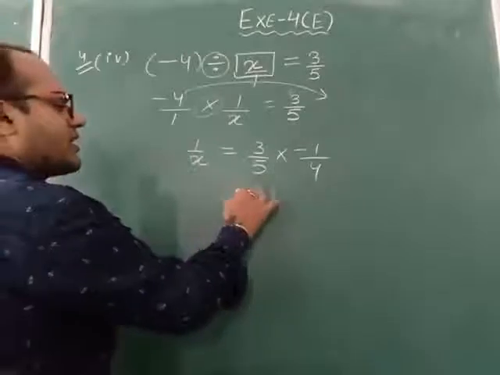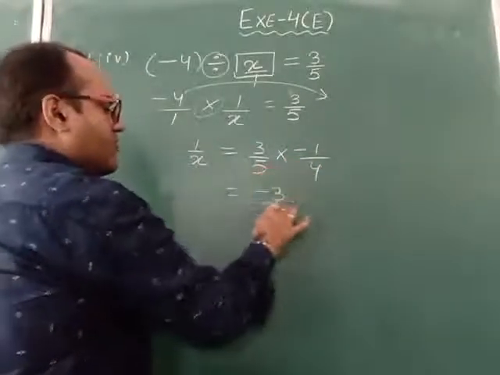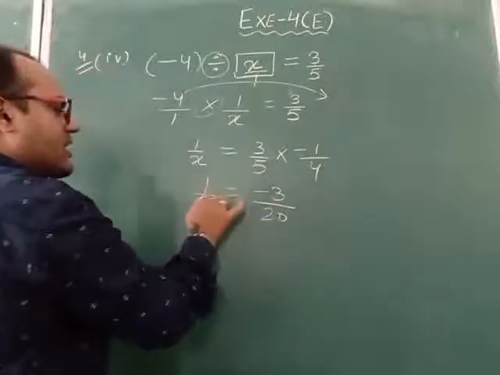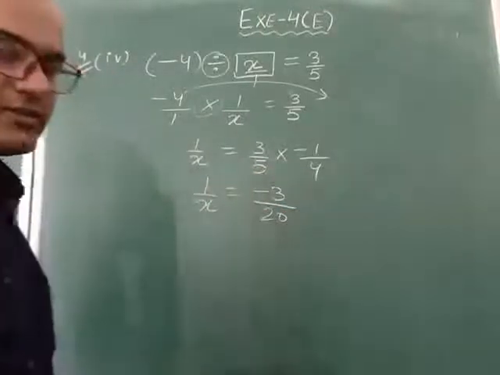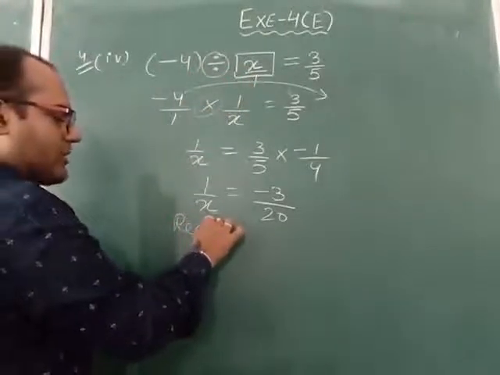Now nothing is getting cancelled. So 3 multiplied by minus 1 will be minus 3, and 5 multiplied by 4 will be 20. This is the answer for 1 upon x. But we have to find x. So we have to take the reciprocal on both sides.